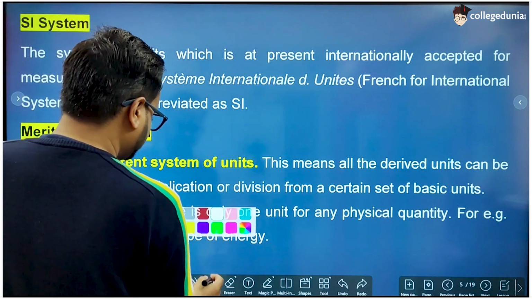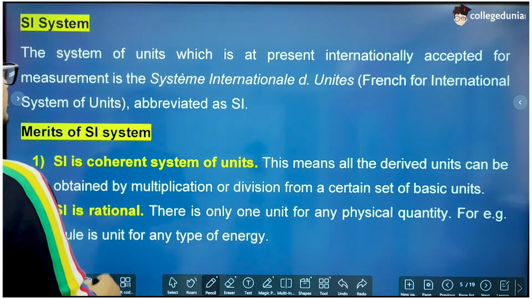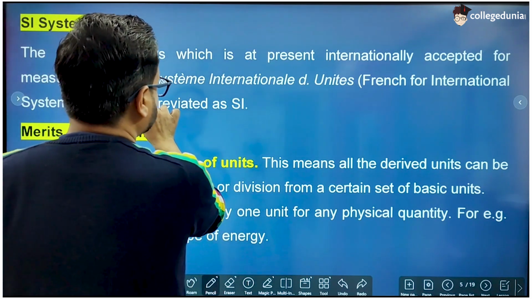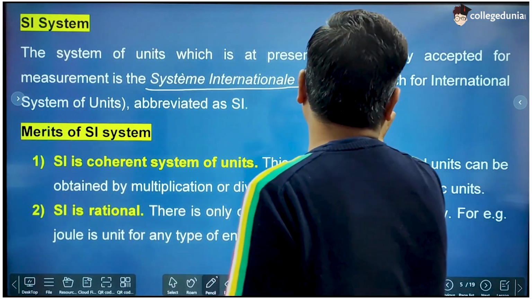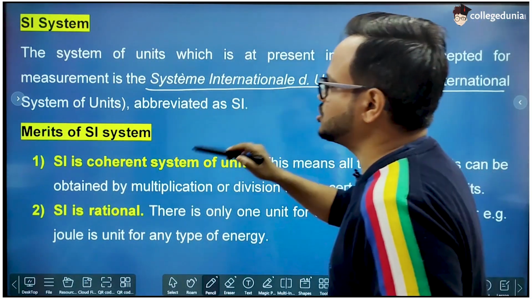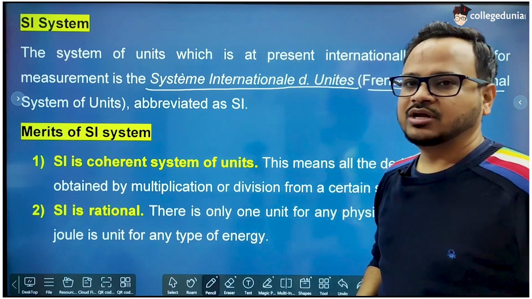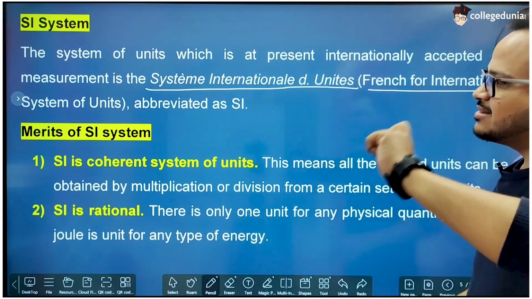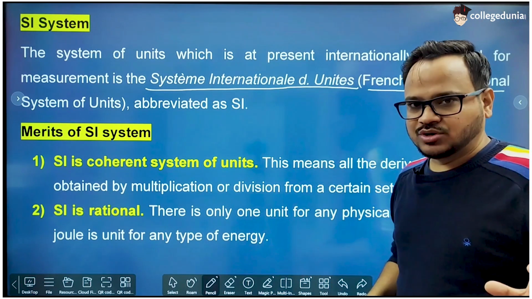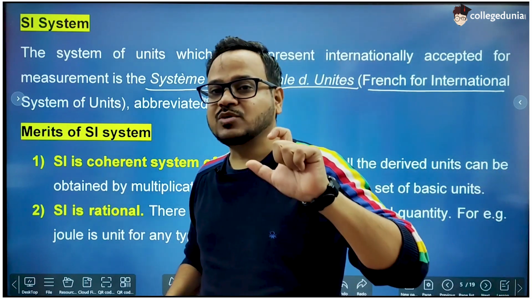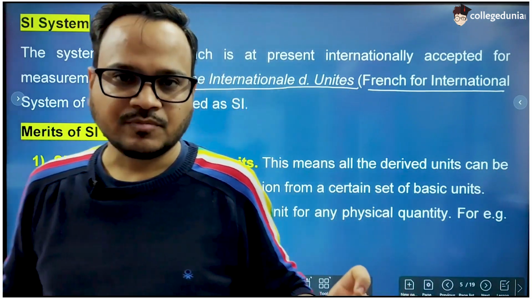SI comes from Systeme Internationale de Unites, which is the French for International Systems of Units, right? So, SI units means the standard unit. Standard units, unit which is internationally accepted.